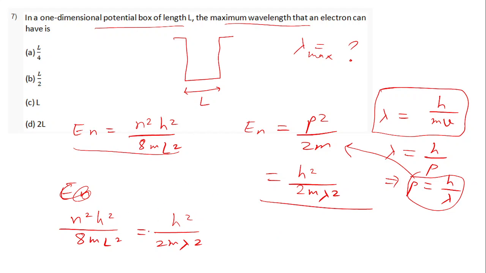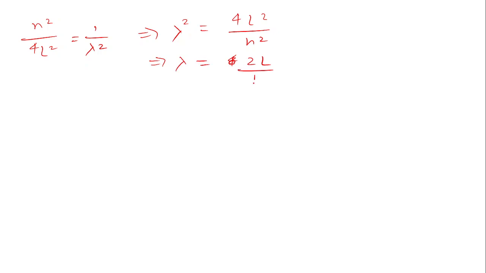So when we equate these two, we see these cancellations, mass cancels, this will be 4, so we will get n square divided by 4l square is equal to 1 over lambda square. So this was n square divided by 4l square is equal to 1 over lambda square. That means lambda square will be 4l square divided by n square. When I take square root on both sides, I'll get lambda is equal to 2l divided by n.